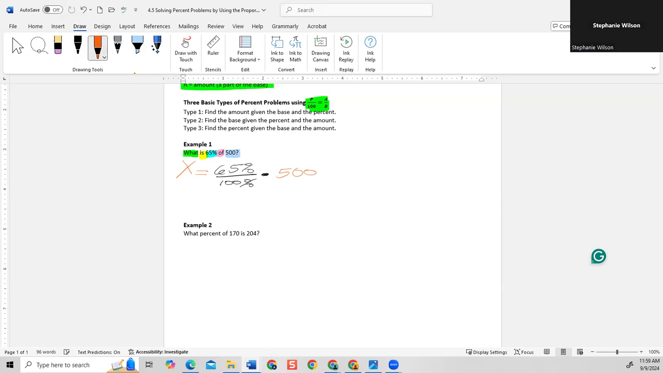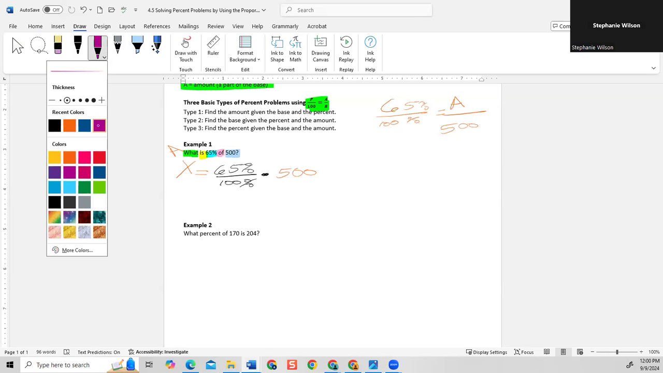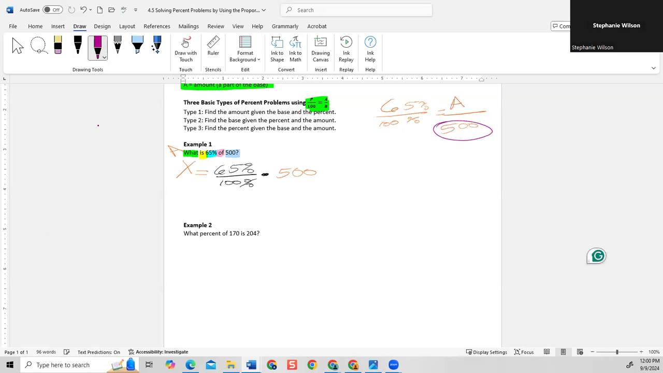But if I want to use the formula method, I already know the P is 65%. I'm going to divide it by 100%. Again, we're trying to undo percent. A is going to be my unknown. So in this case, I could have called it A. And B is the 500. Now to solve this in this formula method, I would have to take this out of the denominator. The denominator needs to become a 1. So in order to do that, since it's divided, I'm going to multiply. What I do to one side, I do to the other.